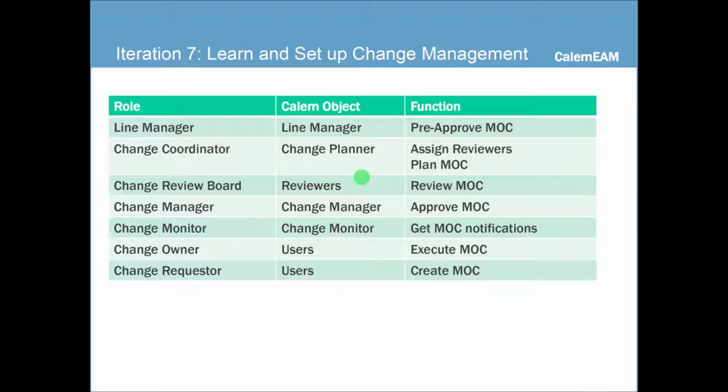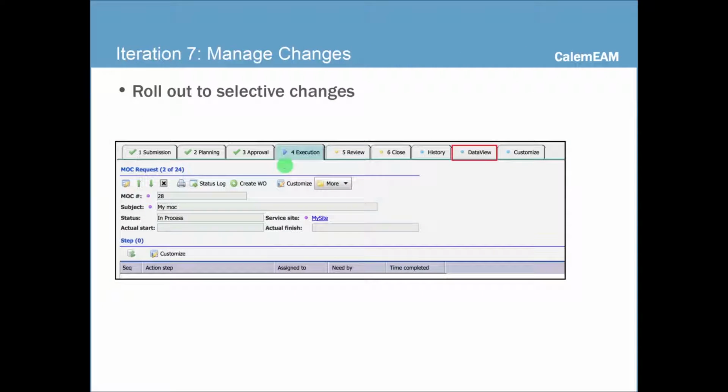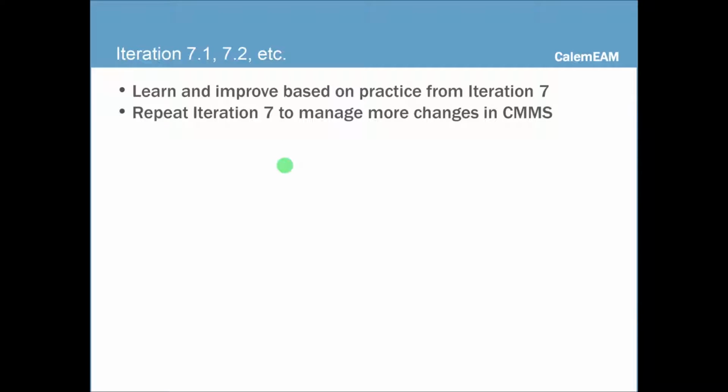The roles for changes typically involve your review board, the line manager, the change manager, and the change requester. Once you have them set up, you can start tracking changes and roll them out to selective departments, to start small with a couple of changes in the departments to start with. And as you gain experience, you can roll out to other areas to manage more changes.